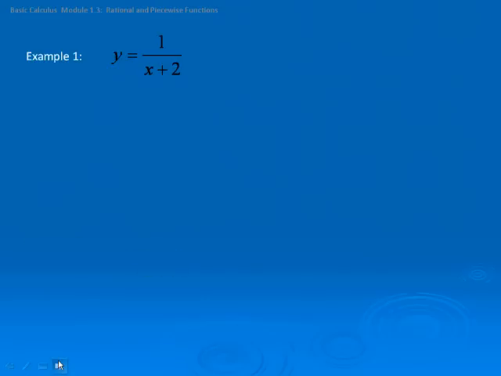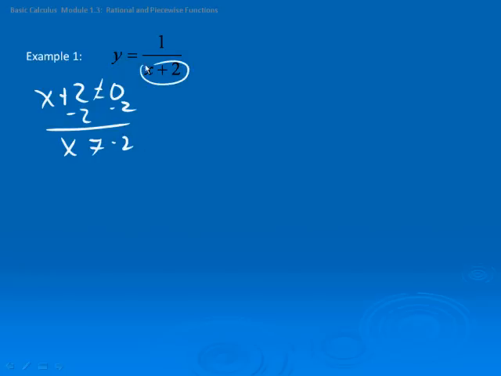All right, now let's look at some examples that illustrate this. If you look at this first one, this one is fairly simple. Here we have that x plus 2 cannot be equal to 0. So we're going to subtract 2 from both sides, which will give me x can't be equal to negative 2. This one does not have a common factor in the numerator, so we'll have a vertical asymptote at x equal to negative 2.